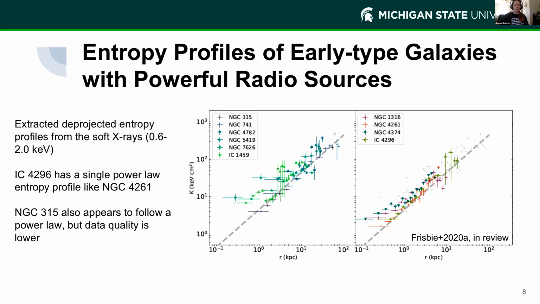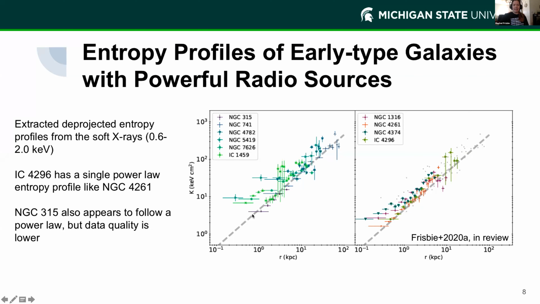So I extracted the deprojected entropy profiles from the soft X-rays for 12 additional galaxies. And so on the right-hand side here, you can see in the sideways triangles, those belong to the galaxy IC 4296. And it turns out that IC 4296 actually does have a single power law entropy profile like NGC 4261. While the data resolution isn't quite as good, we can see that it follows the same single power law as NGC 4261. On the left-hand side of the plot, we have data that weren't sufficiently resolved to see what was exactly happening inside the central kiloparsec.